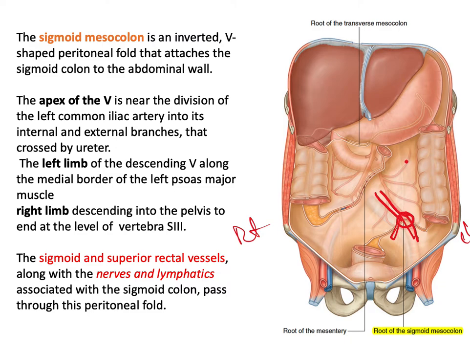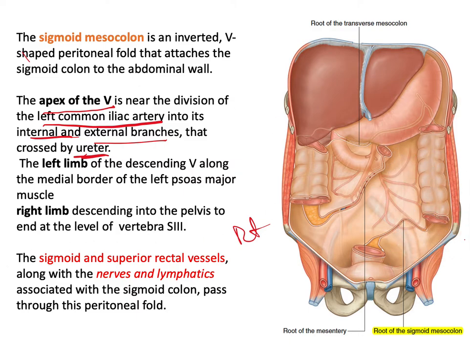In which also, look at the shadow here. You have the shadow of the ureter that crosses also here. So again, the apex of the V is located near the bifurcation of the left common iliac artery into internal and external, that is crossed by the ureter, as I mentioned. Let us erase it again.